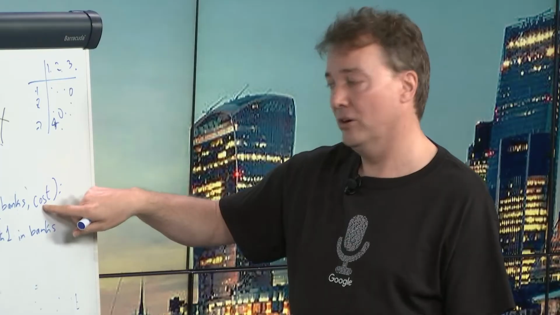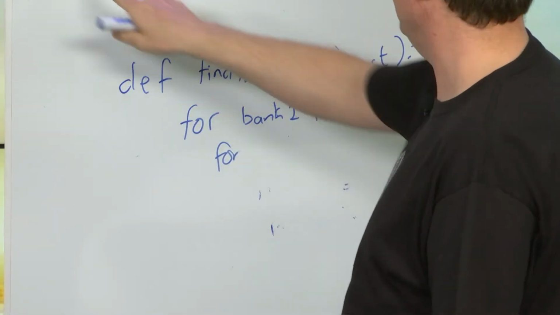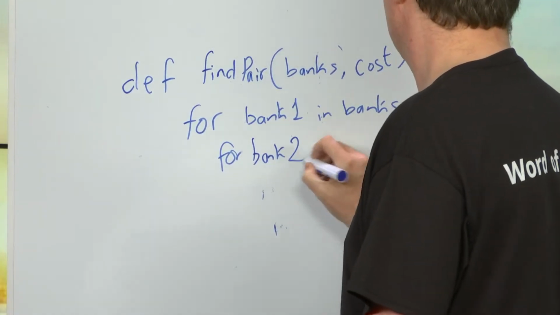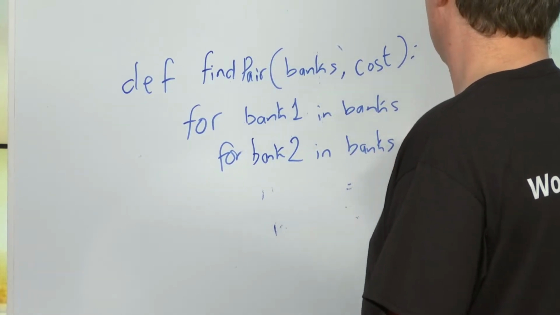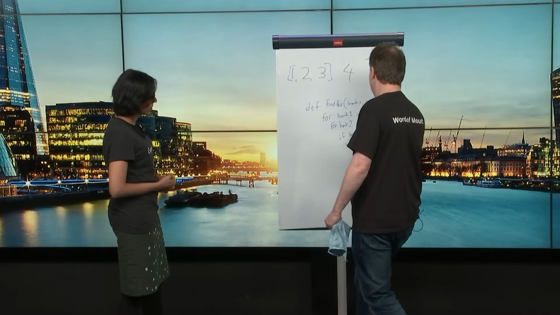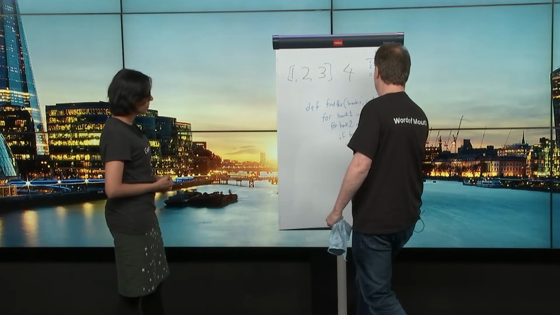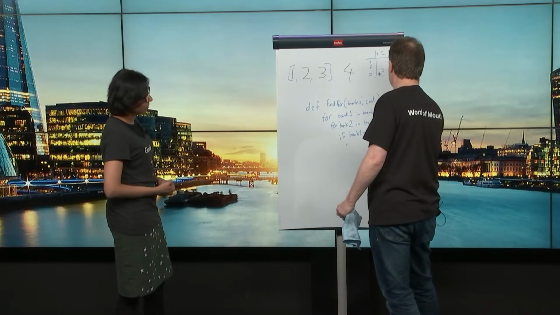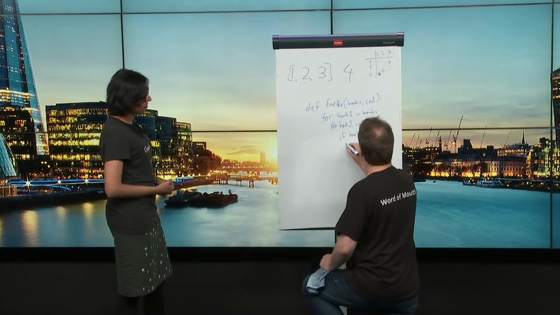Right. This is the cost of the Lego. So I'm going to say for bank 1 in banks, so that's going to be 1, 2, 3. Okay. Then nested loop is going to the second one, which is also going to be going through banks. And then I can say if bank 1 plus bank 2, so if the money in both of them added together is equal to the cost, then I'm going to need to kneel now.